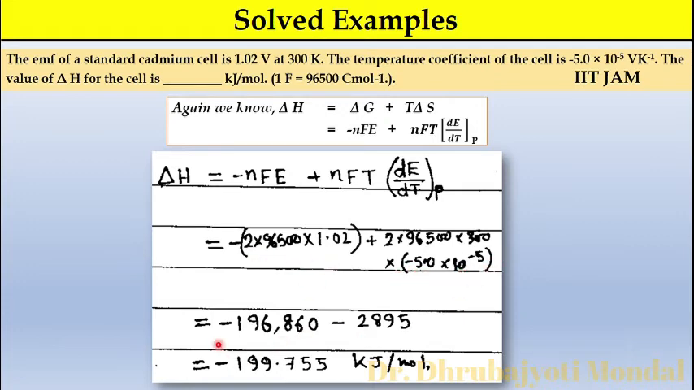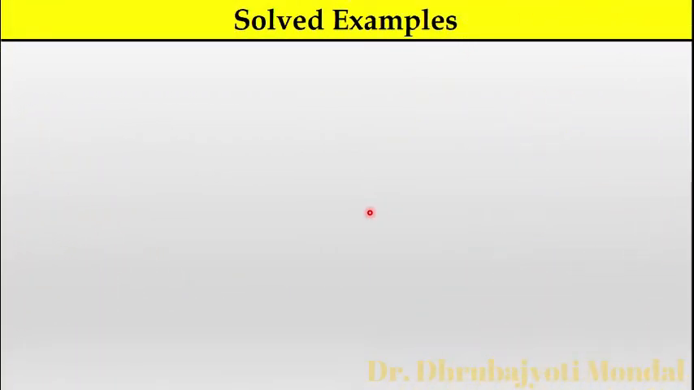Now calculate it. That is equal to minus 196860 minus 2895. That will give you almost minus 199.755 kilojoule per mole. Okay, so that is the answer. That is the change of enthalpy for that reaction. Okay. Now see the next problem.